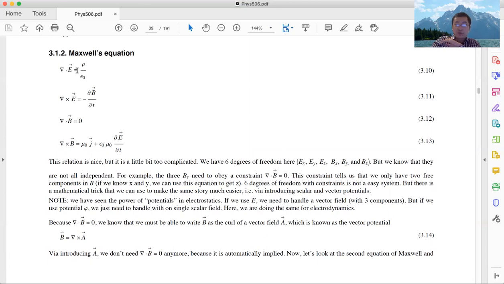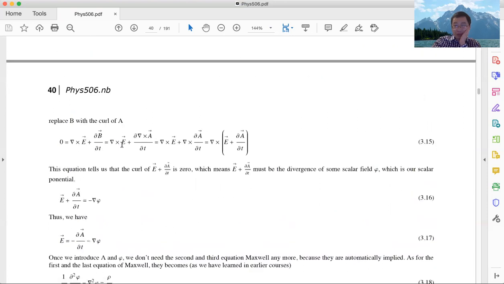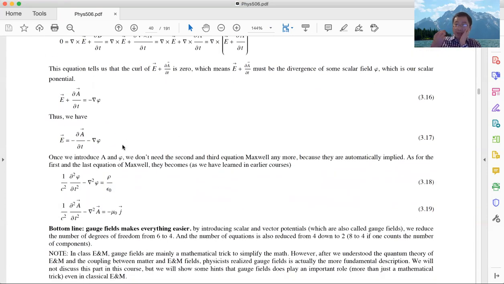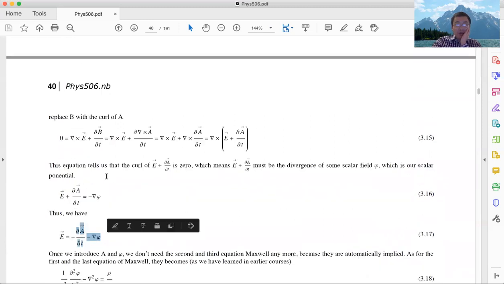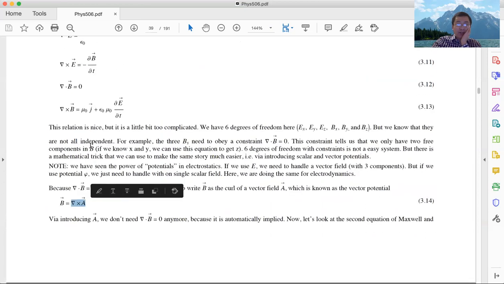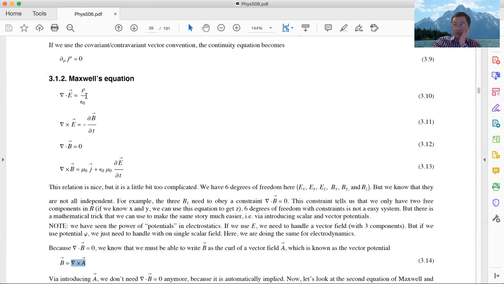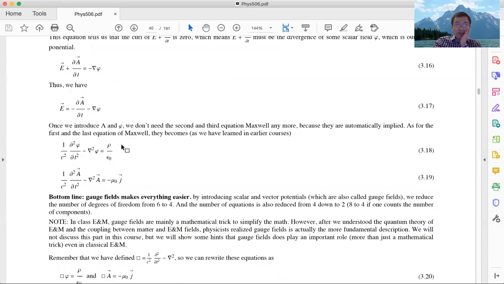And at the same time, we also reduce the number of equations. The middle 2 sets of equations we don't need anymore. They're automatically satisfied as long as we define A and phi. Okay, we only need the first equation and the last equation. That's great. We reduce the number of equations, we reduce the number of unknowns, and everything becomes a lot simpler. Then we replace E by this expression, and replace B by the curl of A, and plug them into the first and the last of Maxwell's equations. Okay, and with A and phi replacing E and B, those 2 equations become these 2.